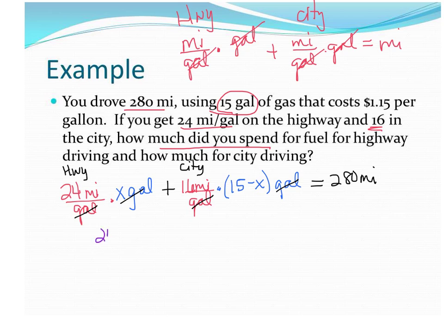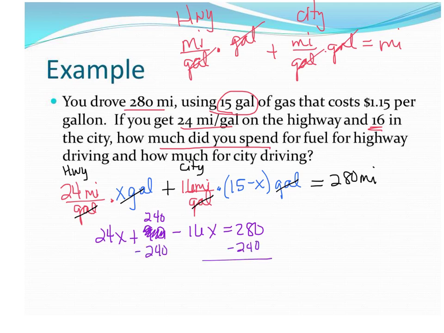Alright, so this is going to be 24x plus 16 times 15, which is 240, minus 16x equals 280. Hold on, my calculator was malfunctioning. Alright, so minus 240. 24 minus 16 would be 8x equals 40. X equals 5. So what was X? X was the gallons we spent on the highway.